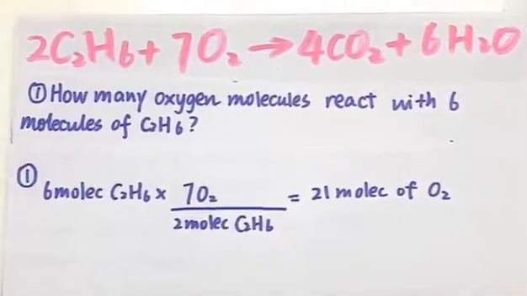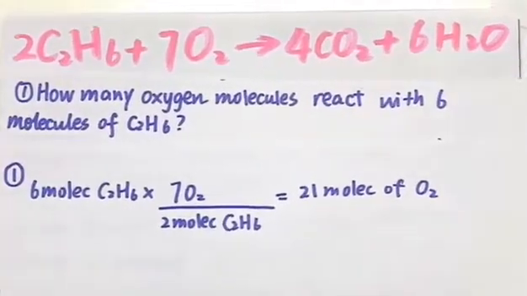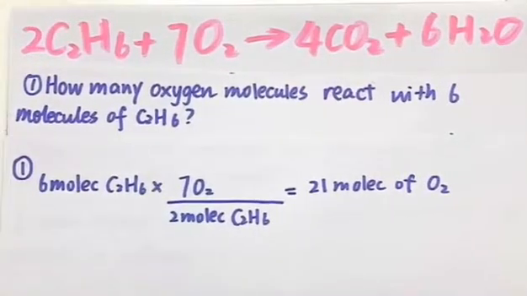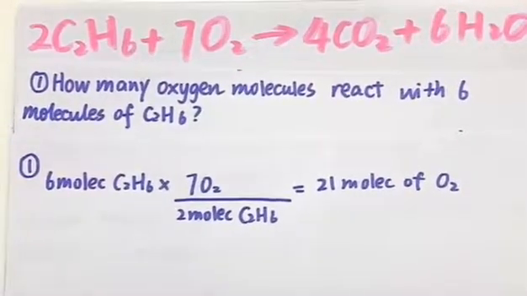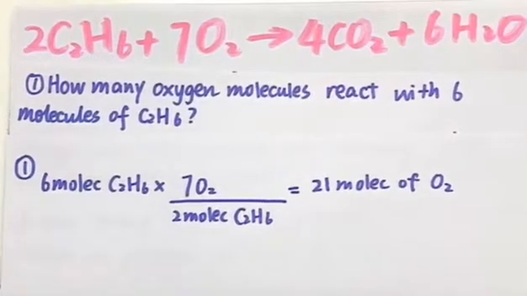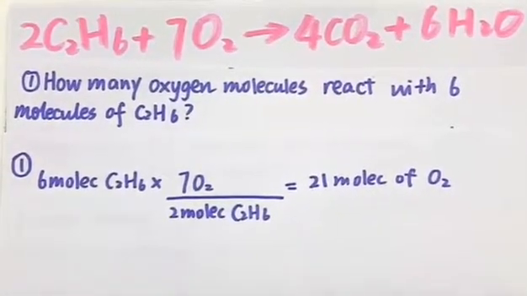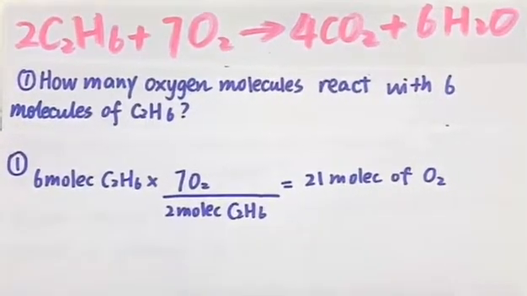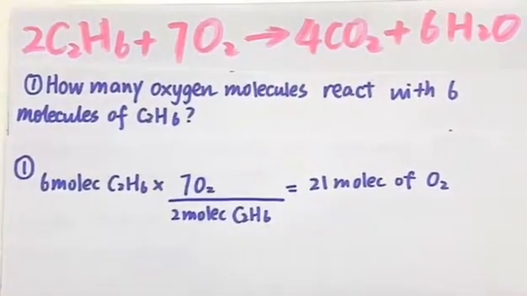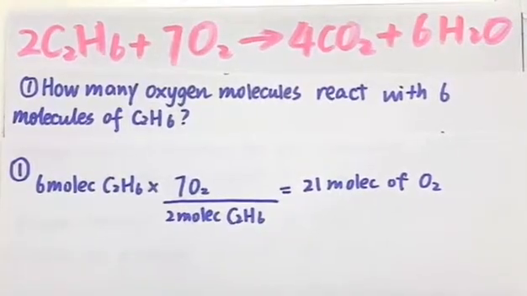You can see my process there. I put dicarbon hexahydride in different places, one in the numerator and the other in the denominator. In this way, I can cancel them out and leave 7 molecules of oxygen on the top. And after calculation, we can know that 20 molecules of oxygen will react with 6 molecules of dicarbon hexahydride.